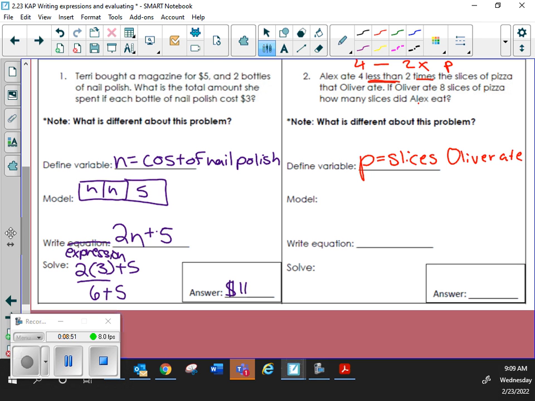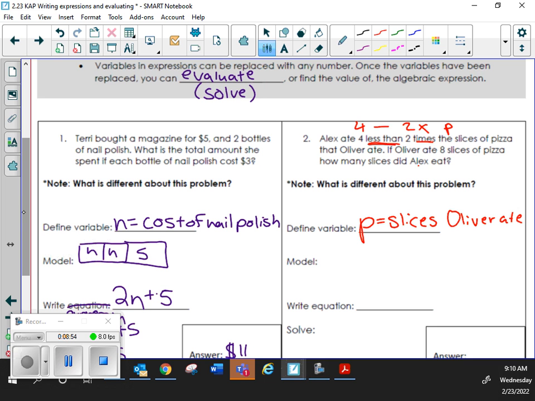Minus. Subtract. Well, it does mean that, but I also put a little helpful hint that whenever we see words like less than or fewer than, you want to switch those 2 things. Y'all remember that? No. Okay, so that expression is going to be 2P minus 4. Whenever you see less than, fewer than, you need to switch those 2 things. Okay, y'all good with that?